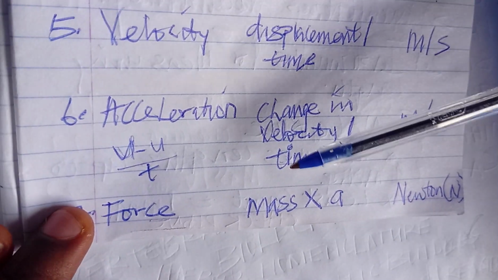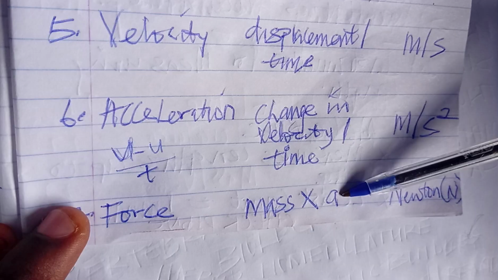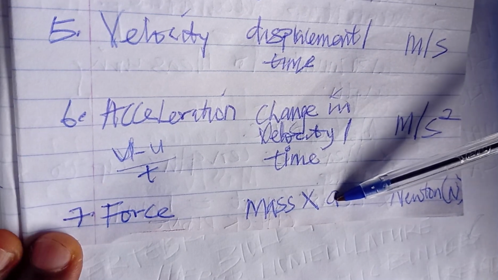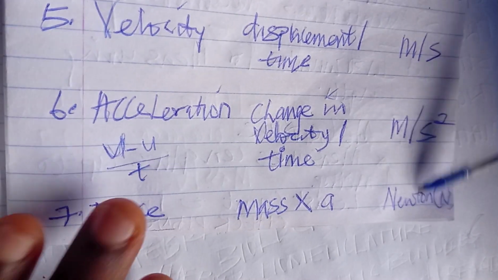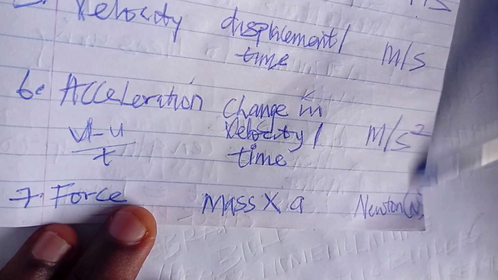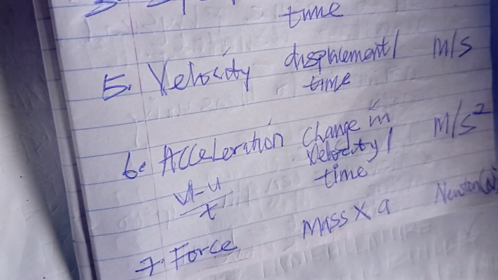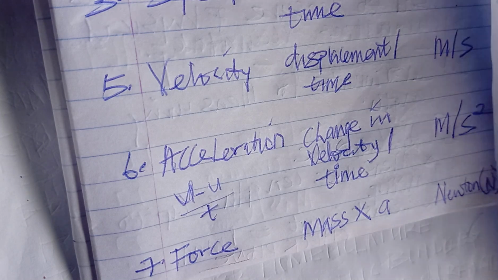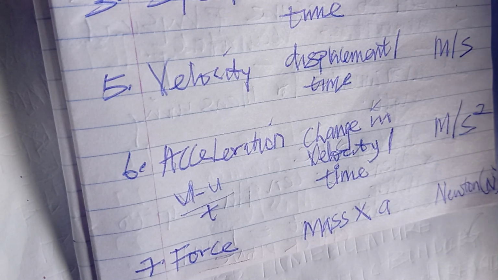Then force is mass times acceleration, ma. And the unit of force is Newton, N. That is it for these derived quantities.